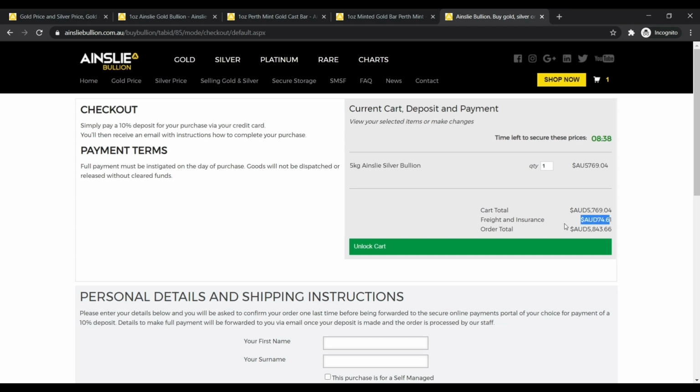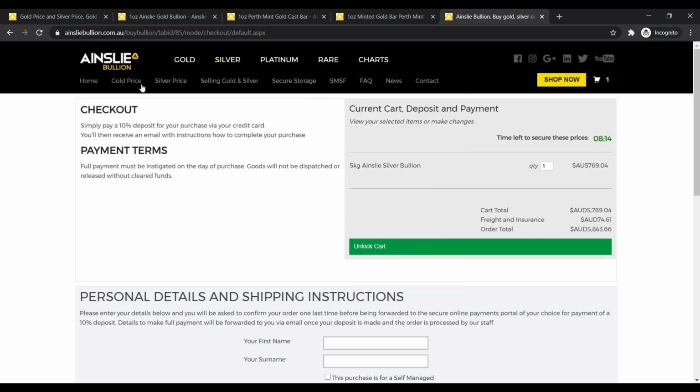All you need to do now, if I was to do this, is pay the 10% and wait for the email. Once the email comes through, I think I have 24 hours to complete my order. Once my order is complete, they simply send it, generally I think it's FedEx or Star Track or something like that, to my house, and it generally comes in less than a week, maybe like 3-4 days later. It's at my door and I've got my order. So that's how you use Ainsley Bullion.